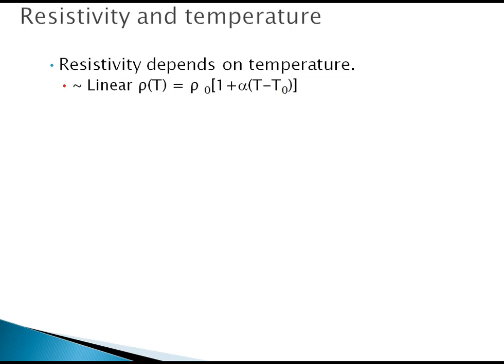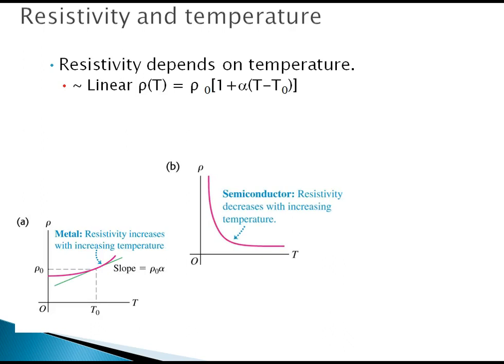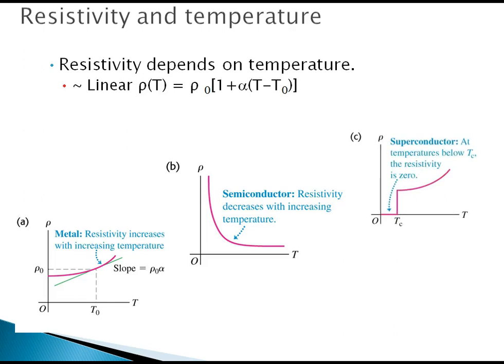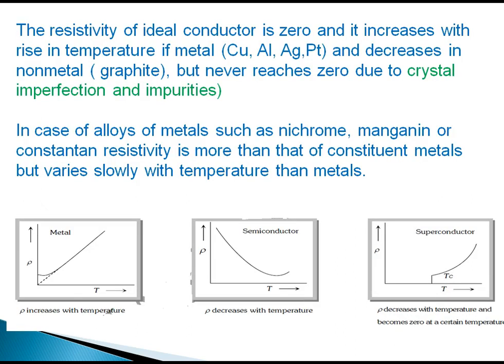Now resistivity and temperature, exactly the same which we have discussed for resistance, exactly the same concept. We can say for metal, resistivity increases with increasing temperature. For semiconductor, we have discussed there also, alpha is negative. And for superconductor, at critical temperature Tc, resistance or resistivity becomes 0. Now, whatever you have discussed, you just pause the video and read these slides.